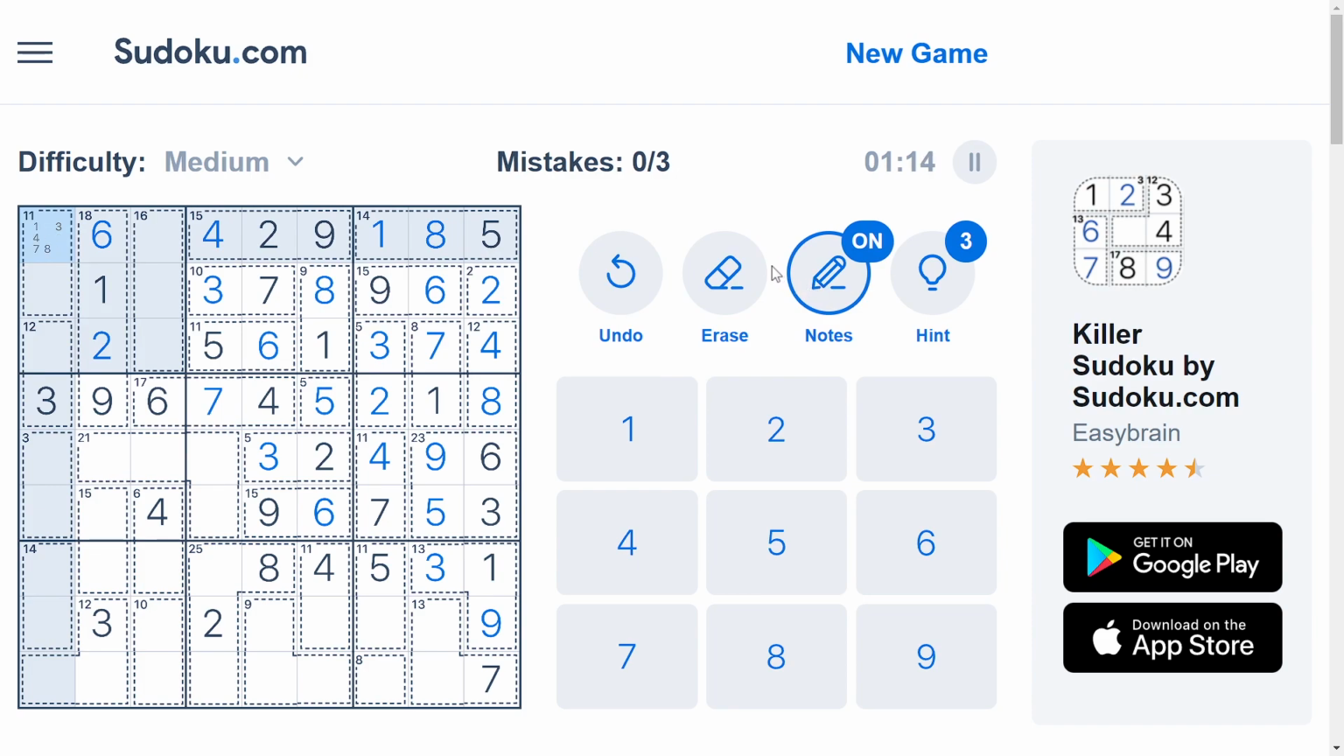9, 2 we can't do, 6, 5 we can't do because the 6 and 2 are in the same box. 3, 8 we can't do, and 4, 7 is what remains. 4 we have to be placing there. 4, 7, 3, 9. What is left? 7, 6, 4, 1, 2, 9, 5, 6, 8. 5, 6, 8, 8, 5, 6.